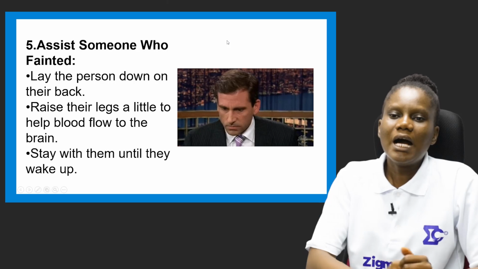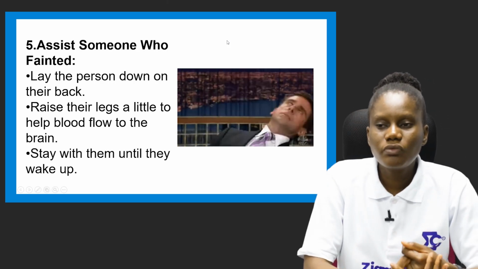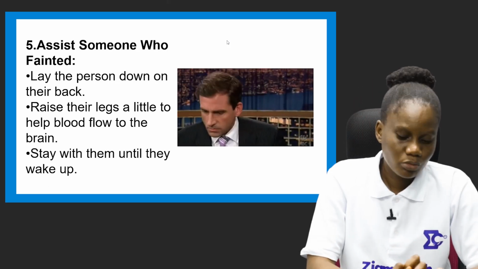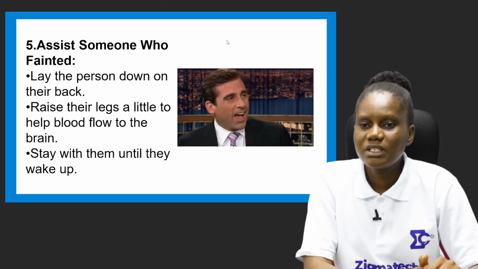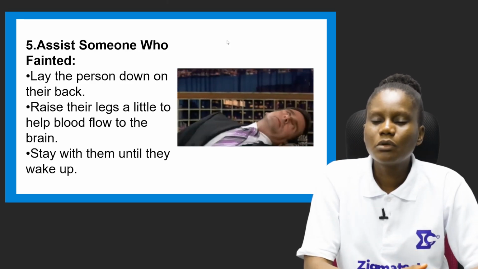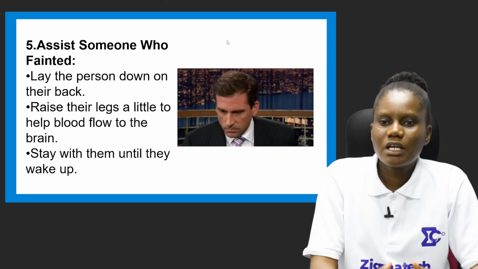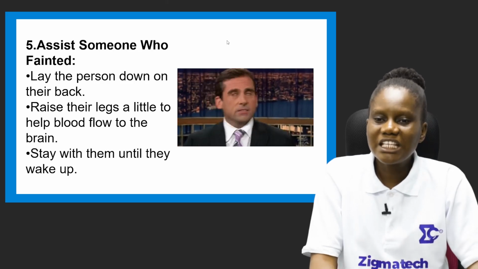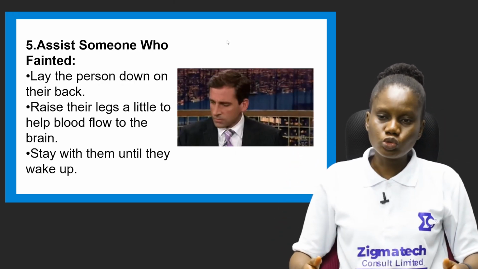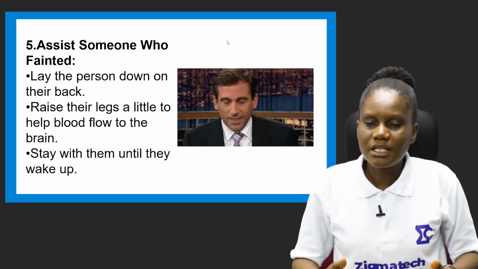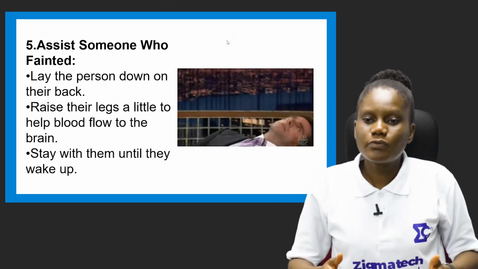Number five is, how do you assist someone who fainted? Lay the person down on their back. Raise their legs a little to help blood flow to the brain.